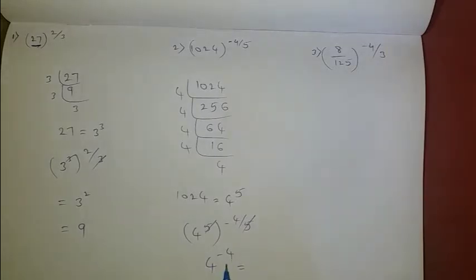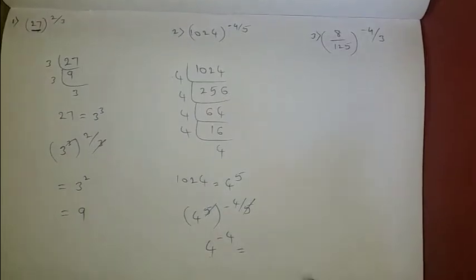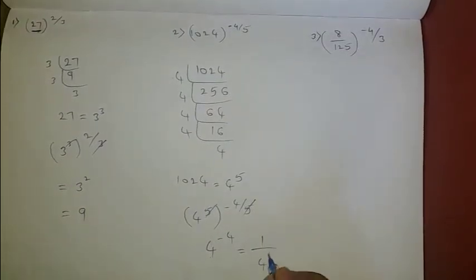Now this 4^(−4) is in the form of a^(−n). So a^(−n) is nothing but 1 by a^n. So 4^(−4) can be written as 1 by 4^4.